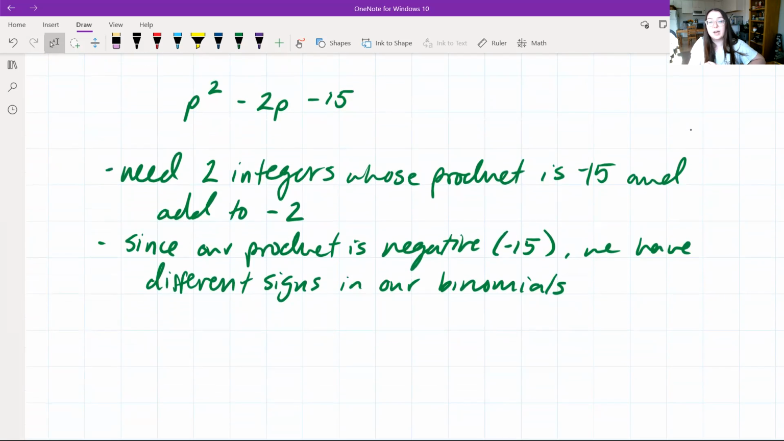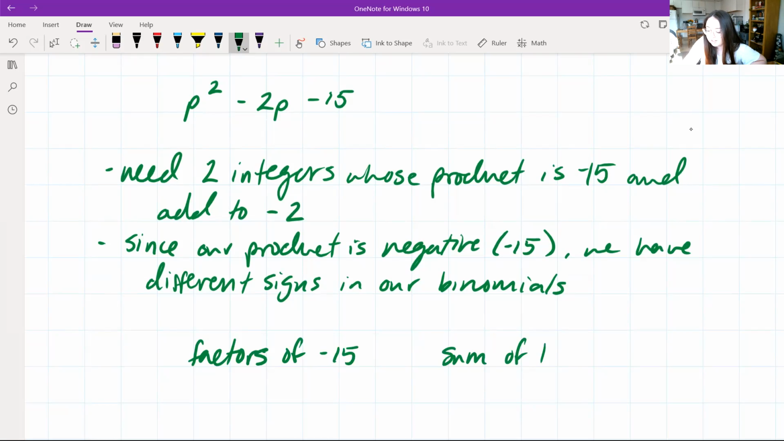So let's go ahead and decide what are some factors of negative 15. So we can go ahead and write factors of negative 15. And then we also want to write the sum of these factors.